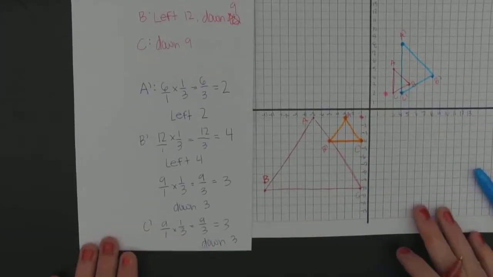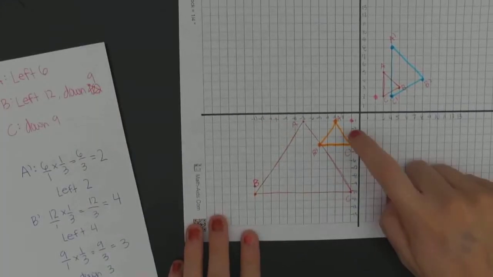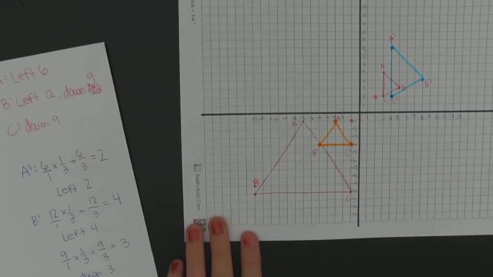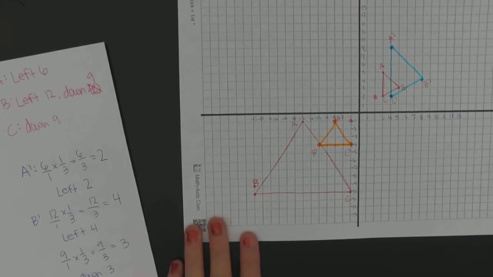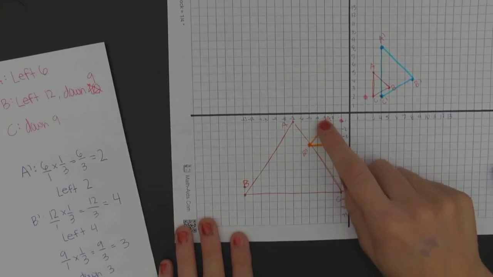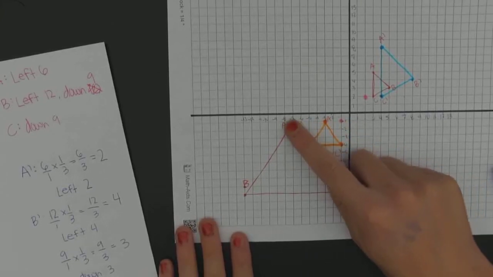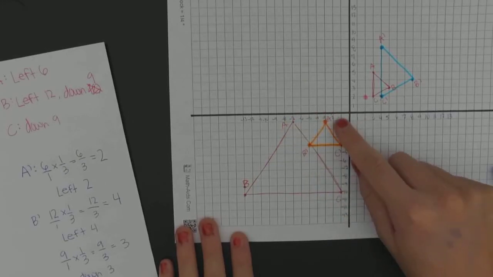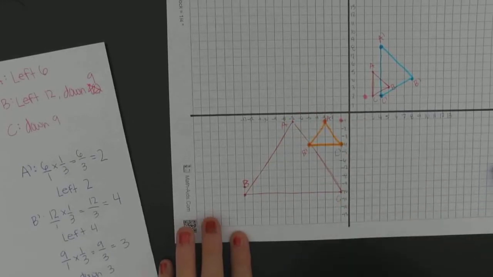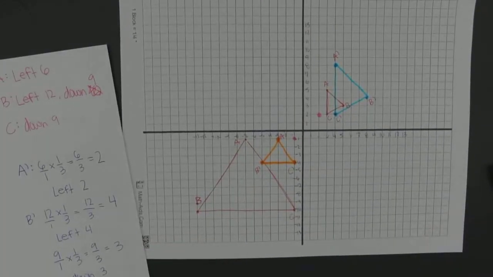So I just dilated triangle ABC by a scale factor of 1/3 from (-1, -1). That was my center of dilation on that one. And let's look. From our center of dilation to A, it's 1, 2, 3, 4, 5, 6. Our center of dilation to A prime is 1, 2. And 2 is 1/3 of 6. So I did that correctly. Okay, that is how you do a dilation from any given point on the coordinate plane.